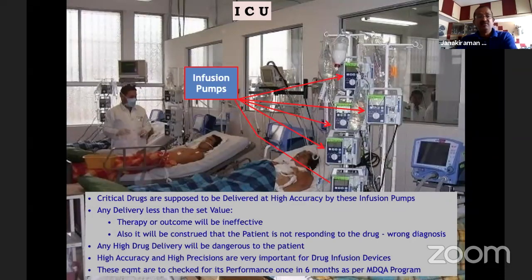Any high drug delivery will be dangerous to the patient. On the other hand, you keep 10 ml per hour, and if 20 ml goes, anything can happen to the patient. Therefore, high accuracy and high precision are very important for drug delivery.